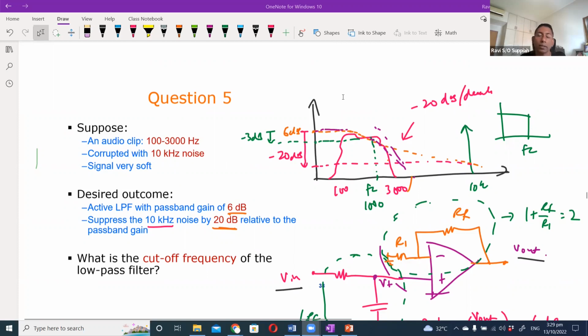In our case, the criterion in the filter design is more about suppressing the noise, and we also try to explore the side effect of the filter, in the sense that it also suppresses a bit of the audio signal that we want. So in this case, we are not really making use of the 100 to 3000 in the design of the filter. Okay, thank you.